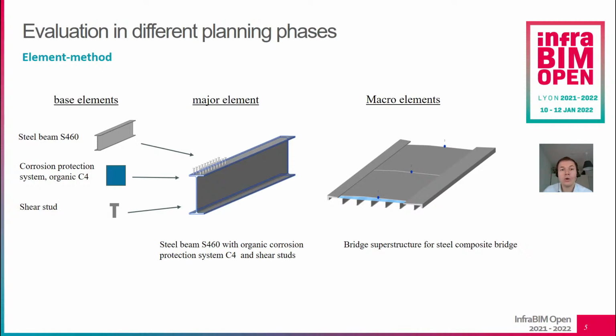So we can have one whole bridge superstructure for a steel composite bridge consisting of 6 steel beams, a concrete slab, and so on. And all the other elements, like the corrosion protective system and the shear studs, go into this with the statistical share. And these base, major, and macro elements allow us to work in different planning phases. For example, in an early planning phase, when I'm just looking for my route, I will only use these macro elements, and when I go to more detailed planning, I can work with base elements.